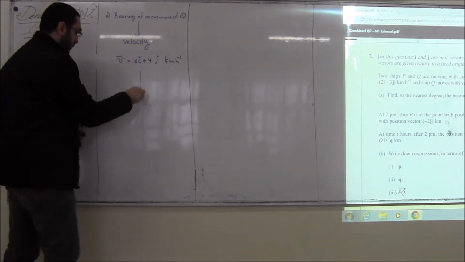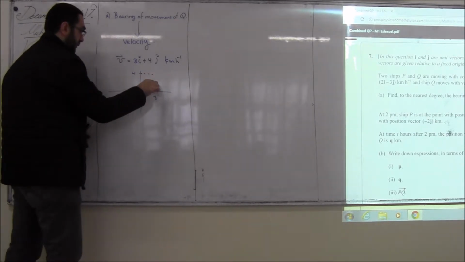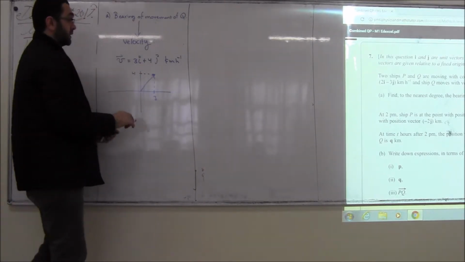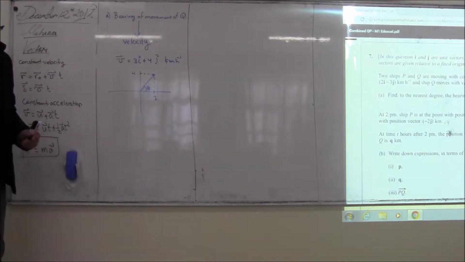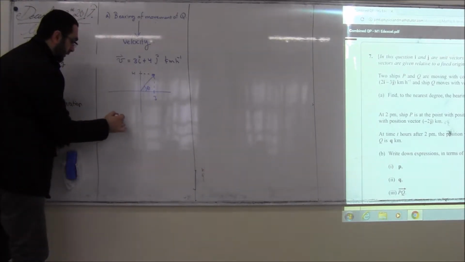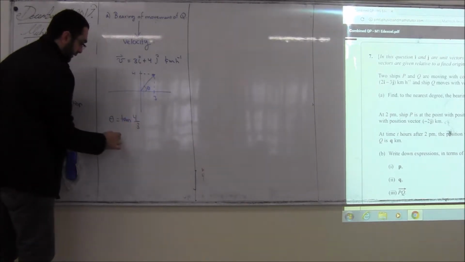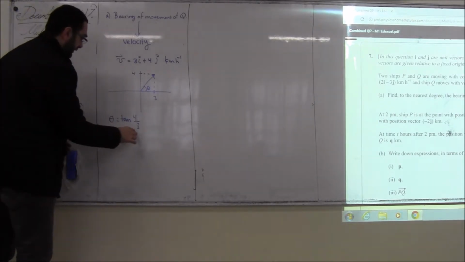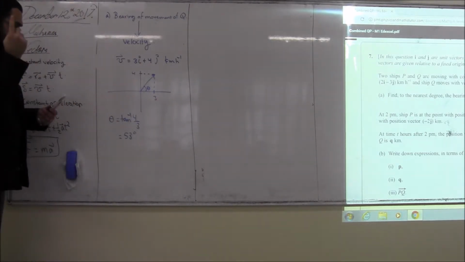Now draw this vector. 3i, this is 3, this is 4. This is the vector. Where is theta? Always take theta between the vector and the x-axis. Theta equals tan inverse of 4 over 3, which gives 53.1, so 53, because we are asked to the nearest degree. That's tan inverse, not tan.